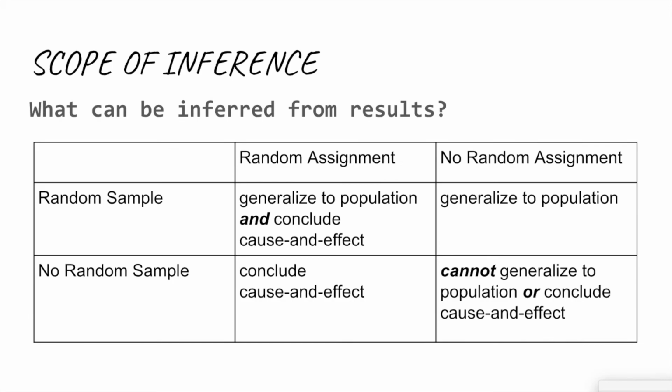Lastly, it is important to know what you can infer from your results, aka the scope of inference. These rules are summarized in the following table and should be memorized for the AP exam. In short, having a random sample means that you can generalize whatever results you have to the population from which the sample came from, and using random assignment of treatments means that you can conclude cause and effect.